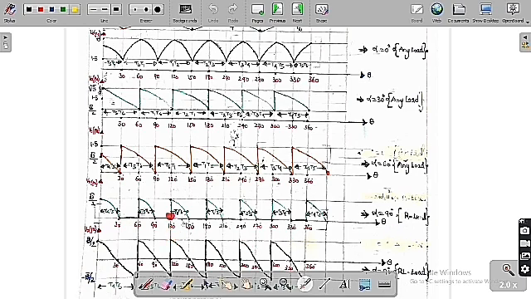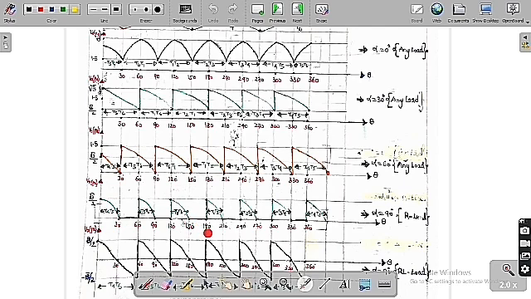So from 120, go for T1, T6. Then T1, T2. Again T2, T3. Again T3, T4. Again T4, T5. So you can see clearly something is very common. But here from 150 to 180, it has to conduct up to 60 degree. Every two thyristors are going to connect for 60 degree, but here only 30 degree they are going to connect. And the remaining 30 they are not going to connect because there will be negative voltage.